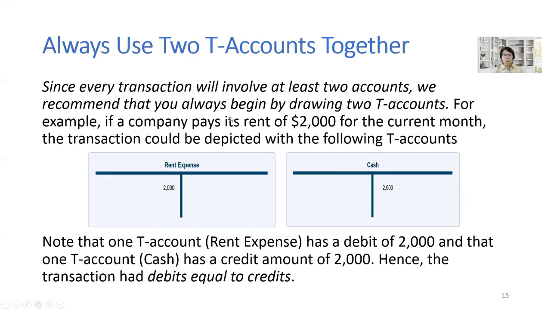So they recommend you draw 2 T accounts. And when we pay the rent, we debit the rent expense account, and that goes on the left, and we credit the bank account because we wrote a check. So we have 2 accounts and the debits equal the credits, okay?